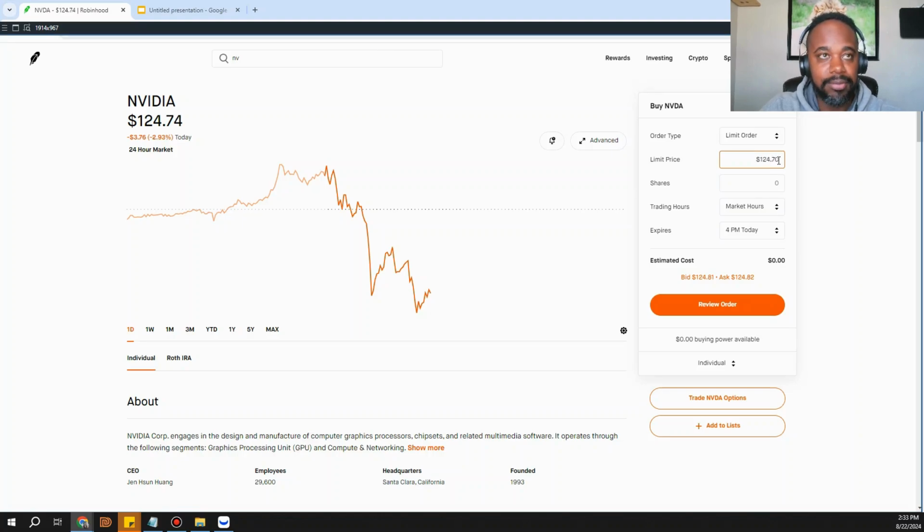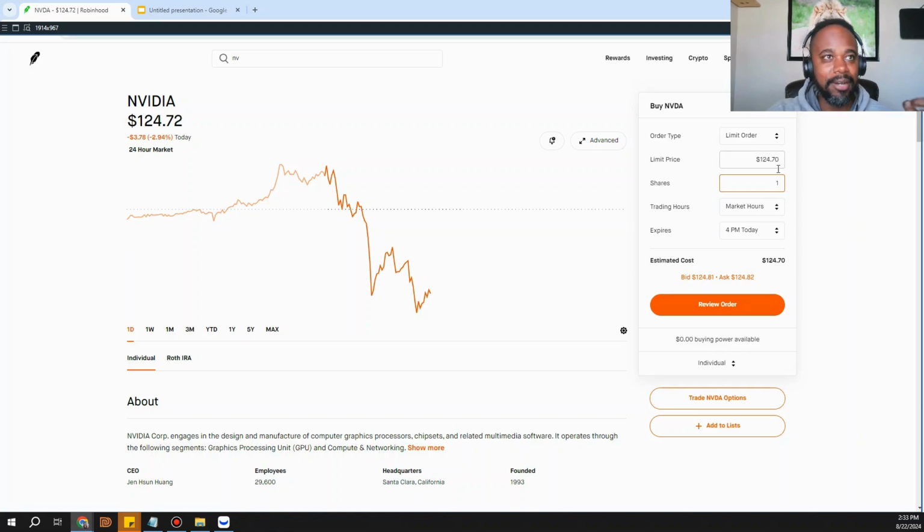But this is how this works, okay? So if I say I want to buy Nvidia at $124, and Nvidia comes down to $124.70, and let's say I want to buy one share, or if I don't want a full share, half a share. For this example, let's say one share. If it came down to $124.70, I get to buy in, but if it never does, I don't get to buy in.